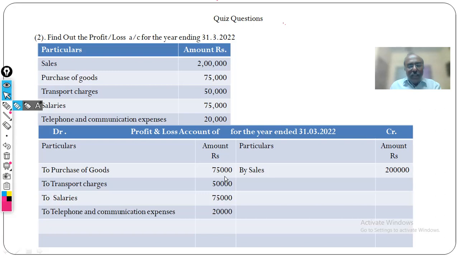Now total expenses: 75 plus 50 plus 75 plus 20, 2 lakh 20,000. Whereas on the other side, the income side, we have just 2 lakh only. So the expense side has the highest amount. So we need to take 2 lakh 20,000 as the account total. 2 lakh 20,000 minus 2 lakh is the balancing figure. Since the expense is more than income, this is a loss. So this is how we can prepare the profit and loss account. Almost all gave the correct answer for the first two questions.